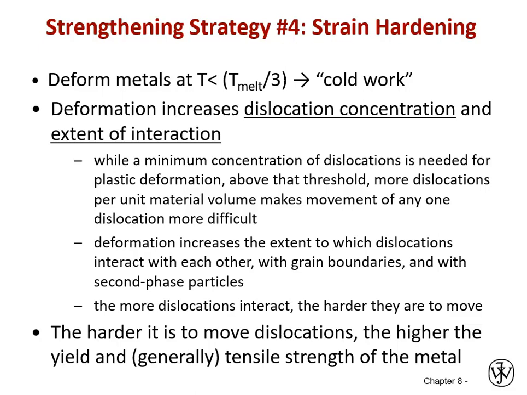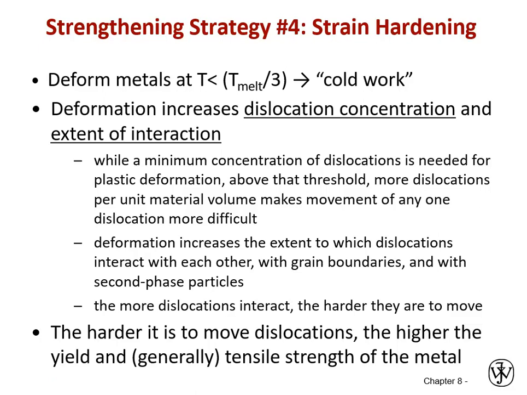So in the context of cold work, increasing the volumetric concentration of dislocations means making it harder for them to move, increasing the yield, increasing the stress for dislocation movement. So deformation increases the extent to which the dislocations interact with each other and with anything else. And the more they interact, the harder they are to move. So it's almost a triple effect.